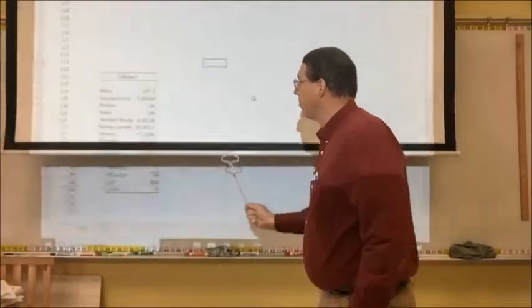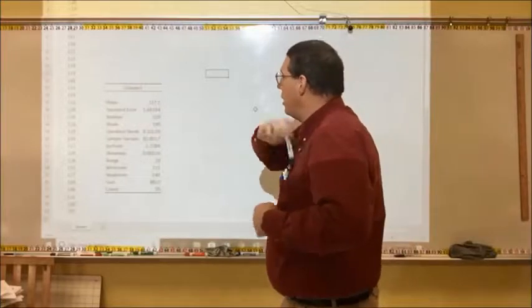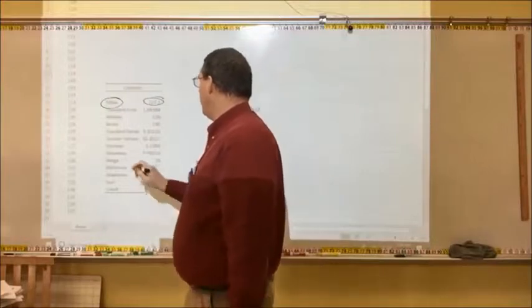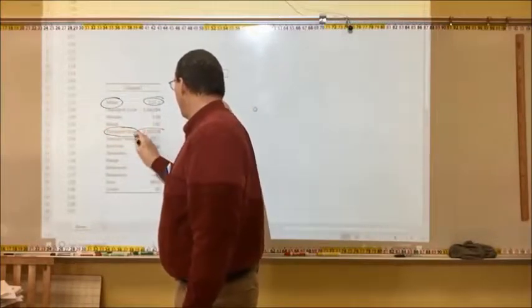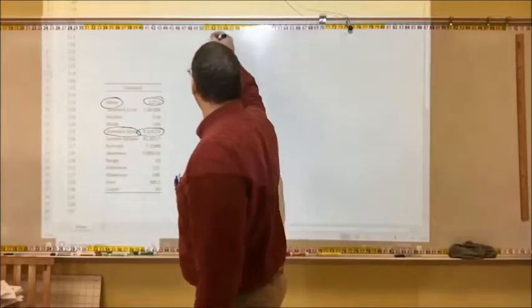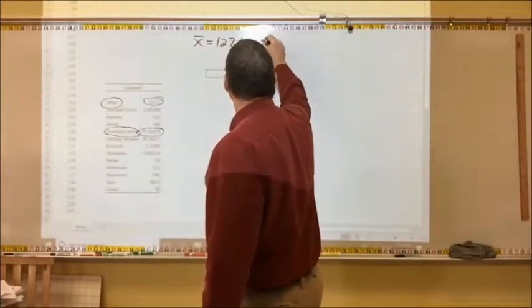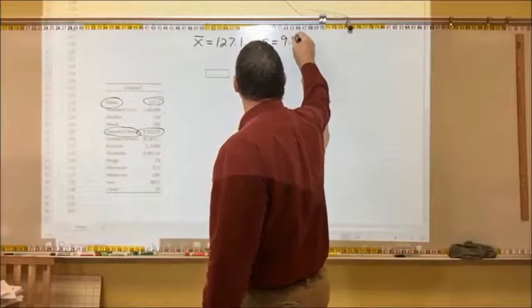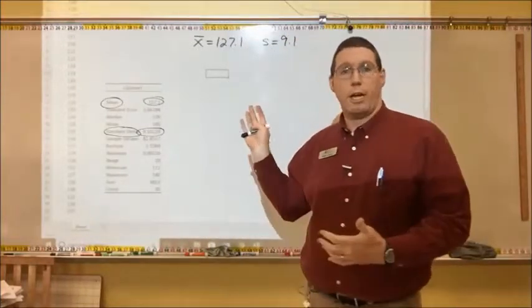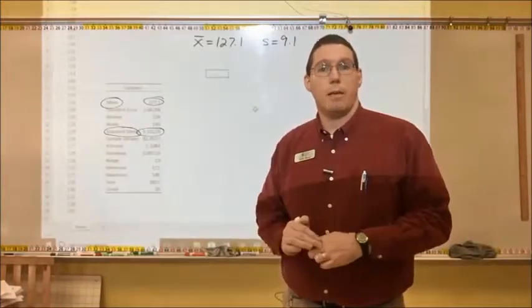I'm going to put this up. And I want you to notice the two pieces of information that we need: we need the mean, which is 127.1, and we need the standard deviation, which is about 9.1, okay? So I'm going to write that up here at the top. I'm going to say that x bar is equal to 127.1, and the standard deviation is 9.1, okay? And now I'm going to turn off the projector, and we're going to answer some questions about these bags of candy at this candy manufacturer.